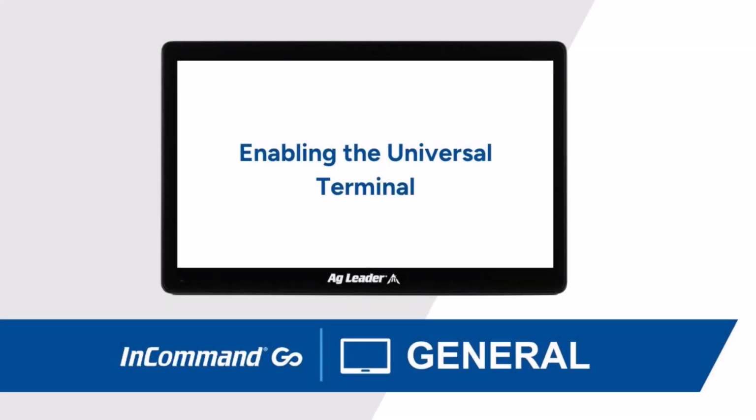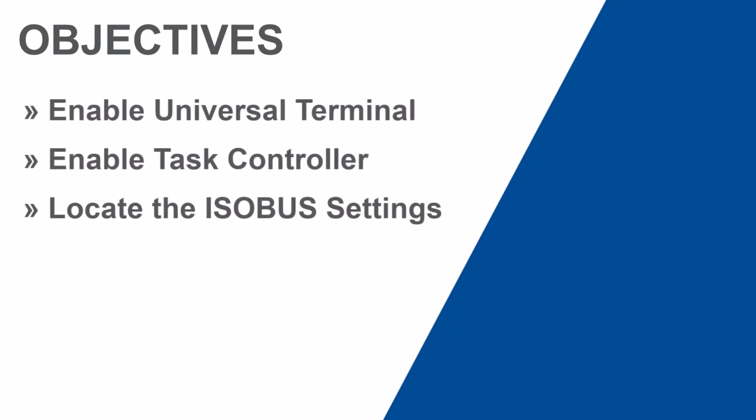In this tutorial, you will learn the steps to turn on Universal Terminal and Task Controller and locate the ISOBUS settings in the InCommand Go display. Universal Terminal and Task Controller are turned off by default. The first step to controlling an ISOBUS implement is to enable these features in your InCommand Go display.